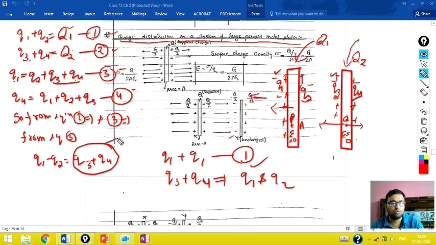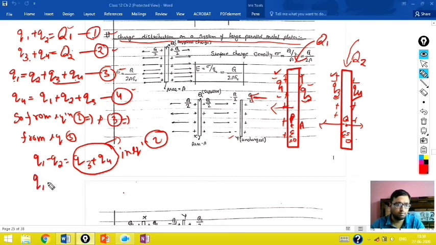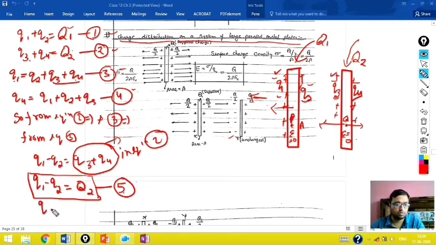Now replace this value of q3 plus q4 in equation number 2. Then you will get q1 minus q2 equal to capital Q2. This is our equation number 5. And one equation we already have, that is q1 plus q2 equal to capital Q1. So we have 2 equations and 2 variables. We can solve it. Just simply add both the equations.